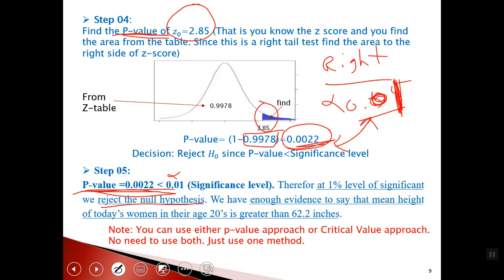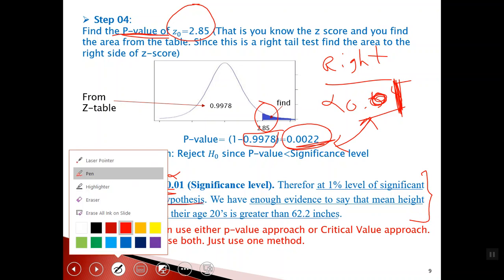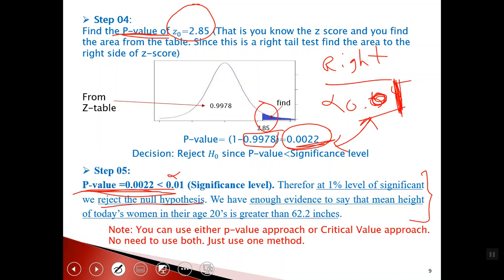Then you have to say the same conclusion. Consider this note. You can use either the p-value approach or the critical value approach, but please do not use both, just one method. It doesn't matter which method you use, at the end you have the same answer.